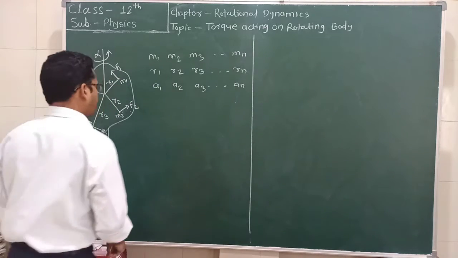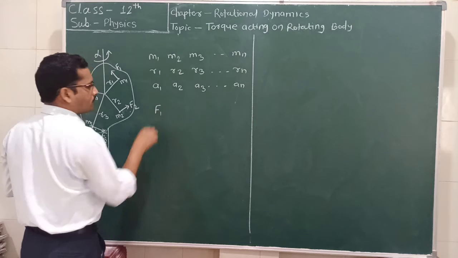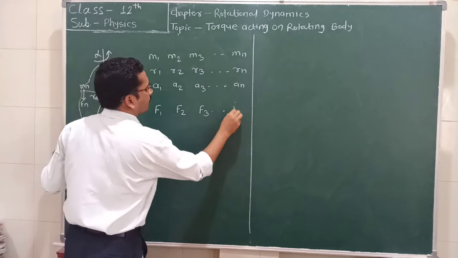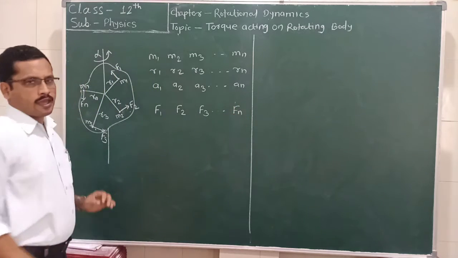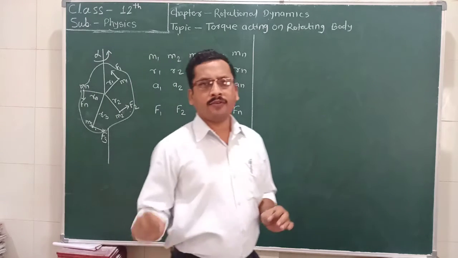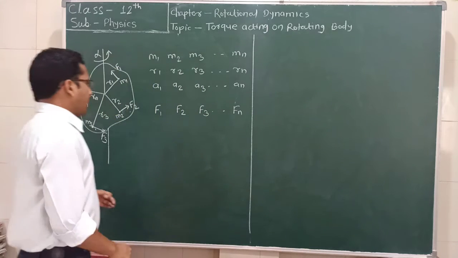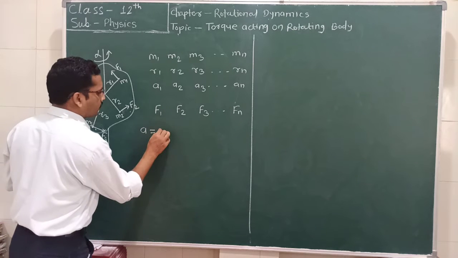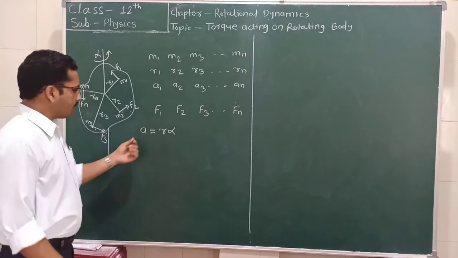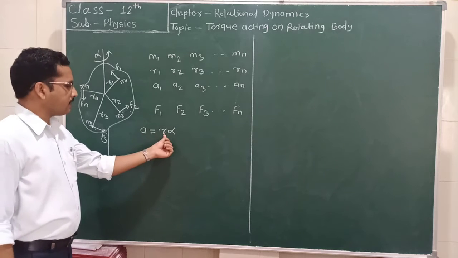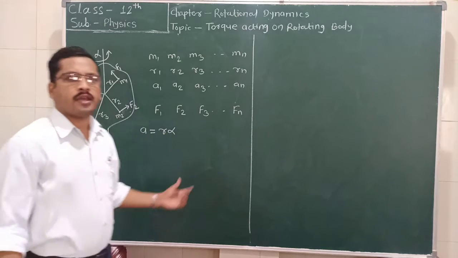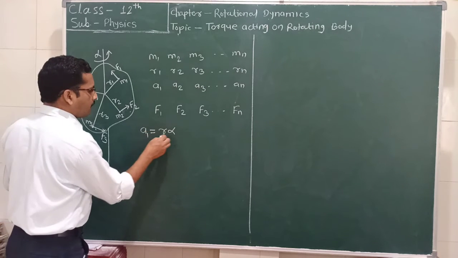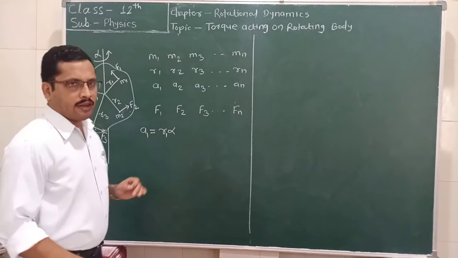Suppose the force acting on the first particle is F1, on the second particle F2, on the third particle F3, and on the nth particle Fn. Now, we are starting from a very simple relation. In the earlier section, we discussed this relation: linear acceleration a is equal to r multiplied by alpha. What is a? It is the linear acceleration, r is the radius, and alpha is the angular acceleration. Therefore, for the first particle, we can write a1 is equal to r1 multiplied by alpha.